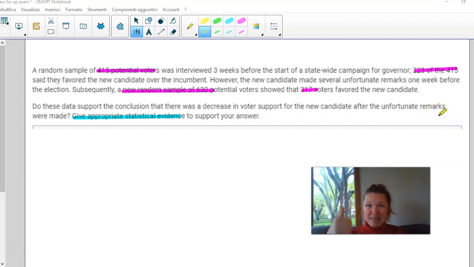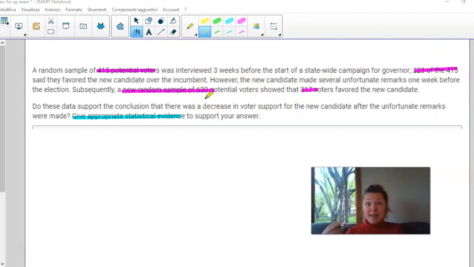This is a test: state, plan, do, conclude. Okay? State, plan, do, conclude. Now, how do I know what type of test? Right away, we are noticing there are 2 samples. A sample of 415 and a sample of 630.